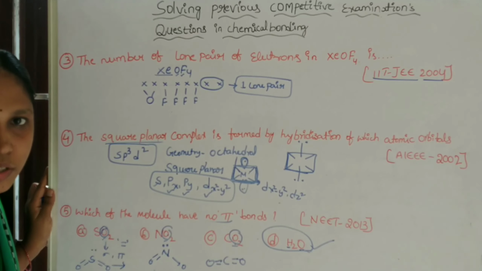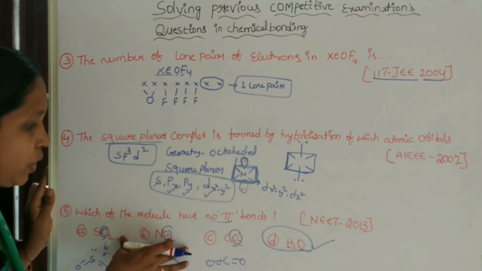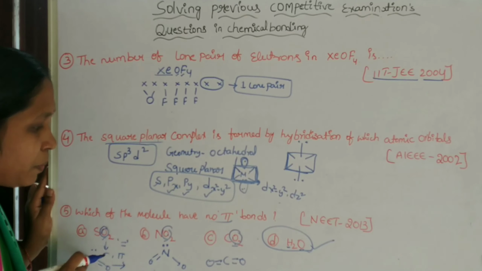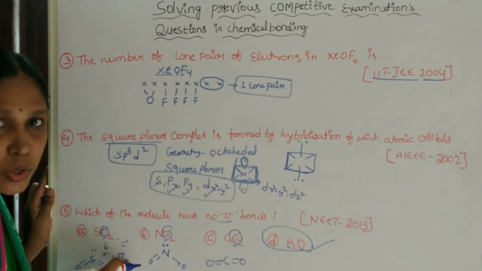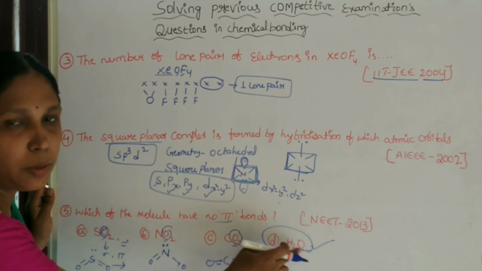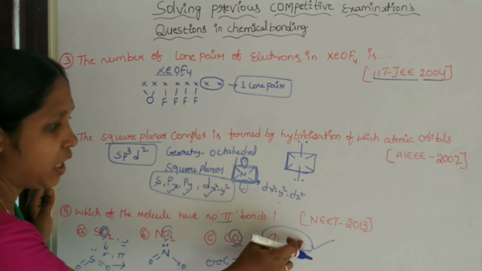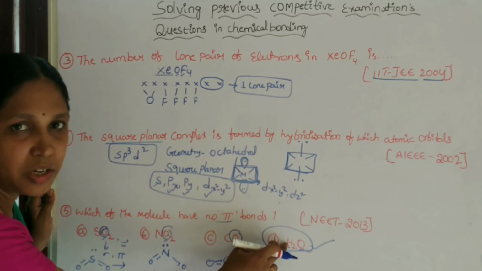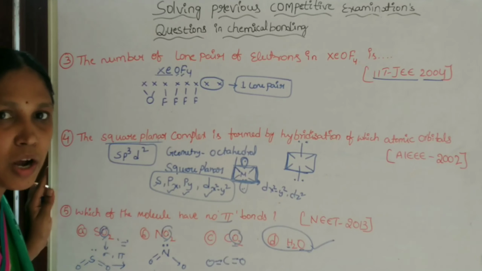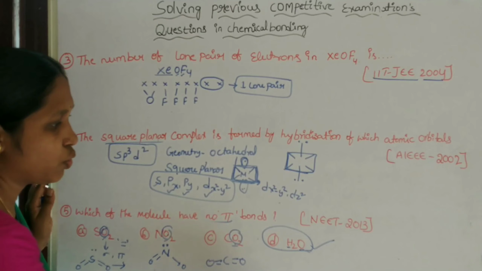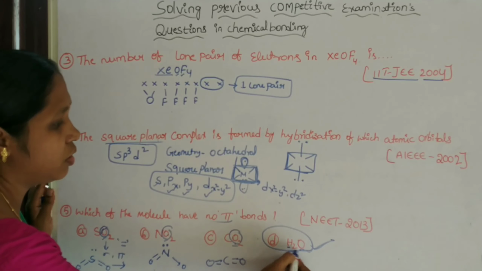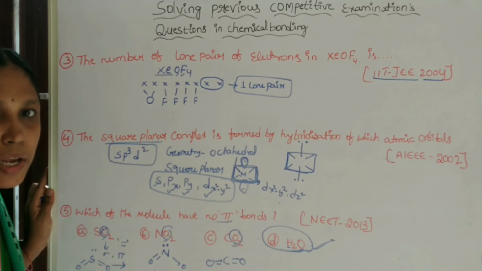No pi bonds. Okay. Surrounding atom and central atom. Oxygen in these 3 examples behaves like a surrounding atom. But in water, it behaves like a central atom. And it is surrounded by hydrogen. It is univalent. Univalent means it always forms sigma bonds. So 2 hydrogens form 2 sigma bonds. Okay. So in that, the molecule does not show pi bonds.